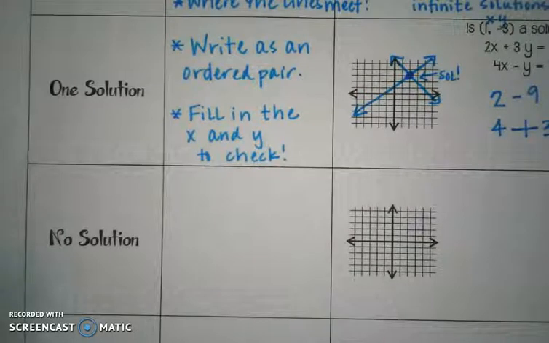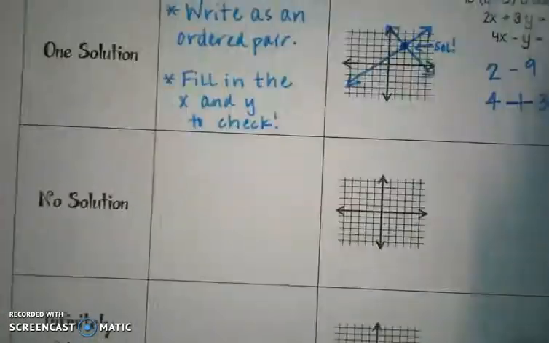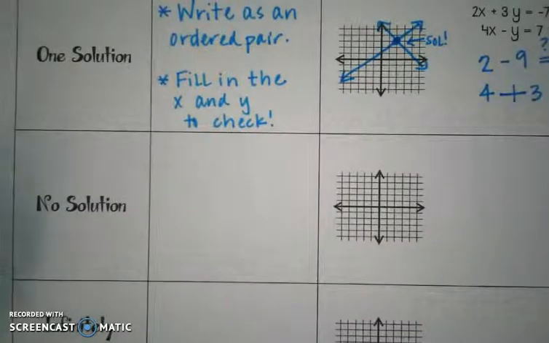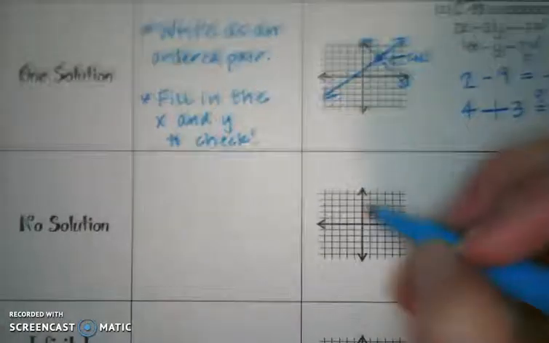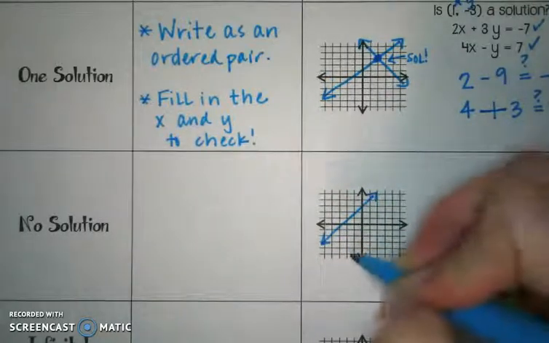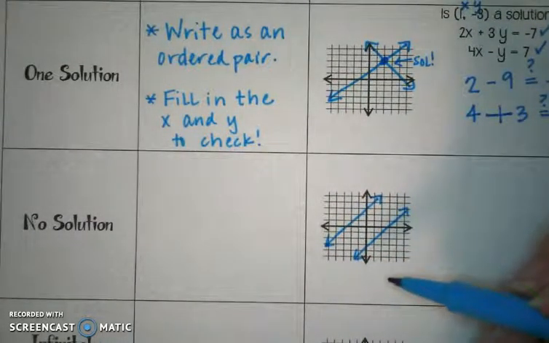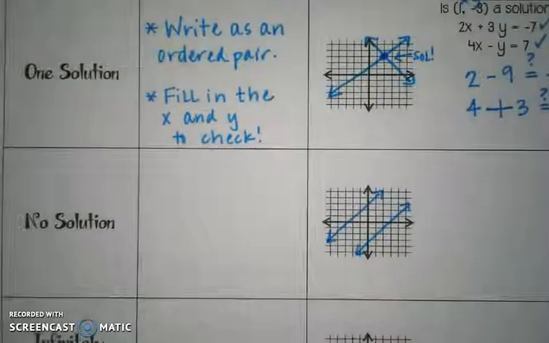All right, next up. How could you get a problem that has no solution? Well, if you think about it, if we're trying to figure out where the lines meet, what happens if the lines don't meet? Well, that's how you get no solution. So on this graph, let's just say that we had one line right there, the other line is right there. If the lines are parallel, they're never going to meet each other. They're never going to intersect.